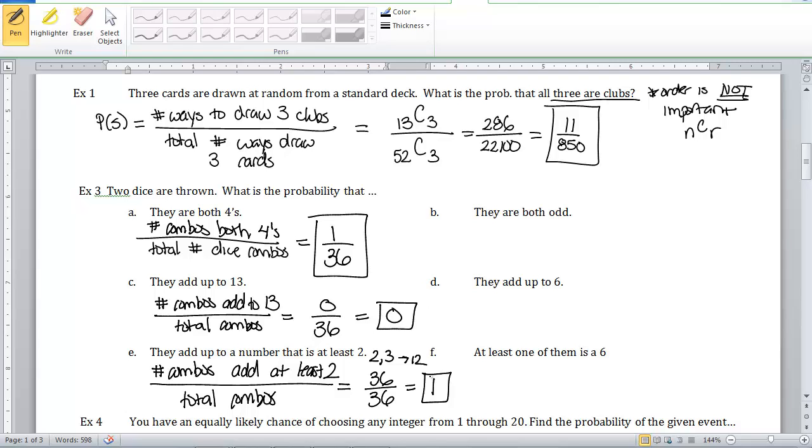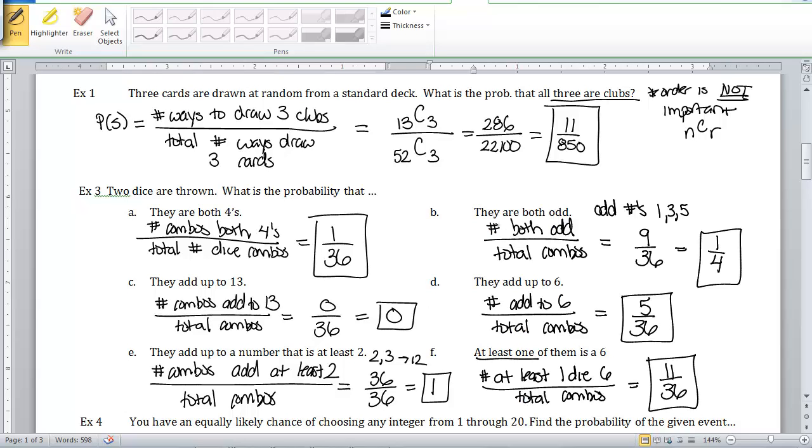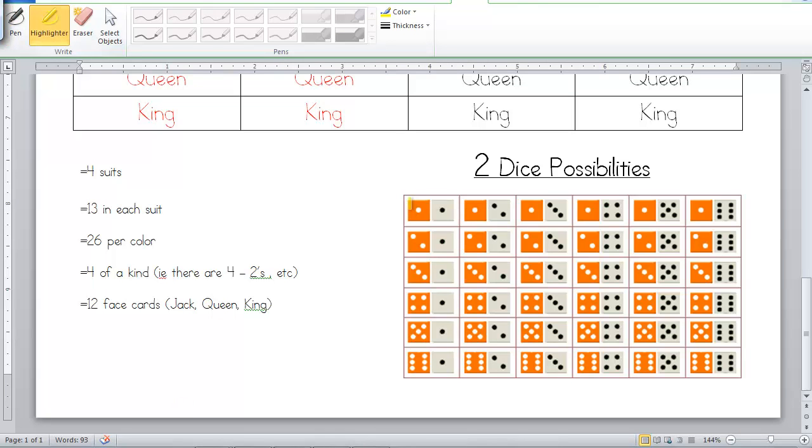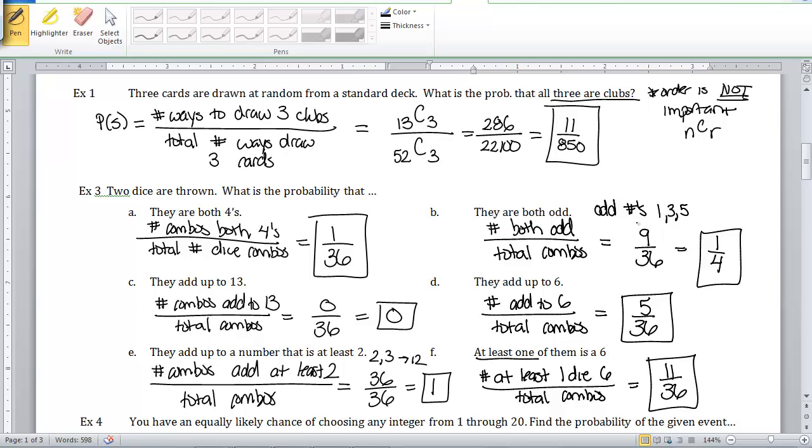Please now pause the video and complete B, D, and F. For B, I wanted both dice to be an odd number. Odd numbers are 1, 3, and 5. And so if I look at the dice sheet, 1 and 1 are both odd, but 1 and 2, the 2 is even. 1 and 3 are both odd. 1 and 5 are both odd, etc. These highlighted 9 possibilities are the only time where both dice are going to be odd values. And so that meant I had 9 possibilities of success over 36 total, and that simplified to 1 out of 4.